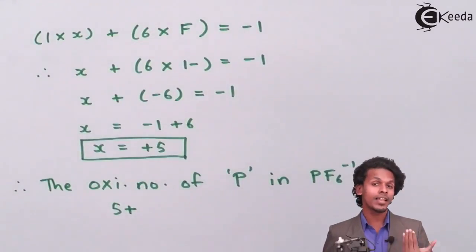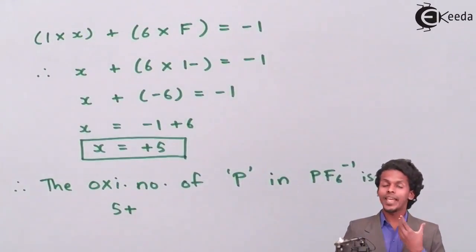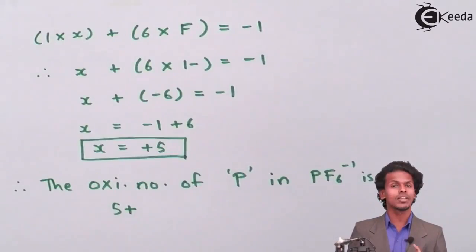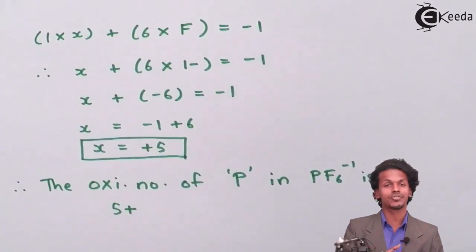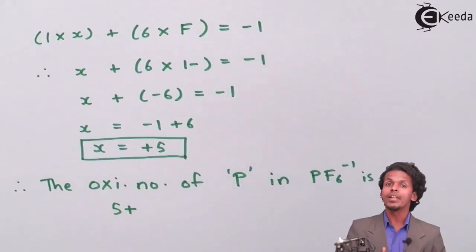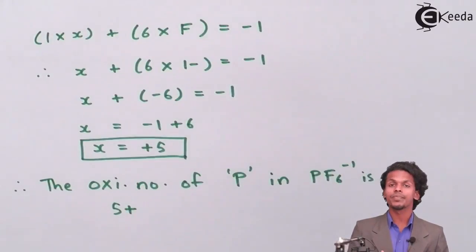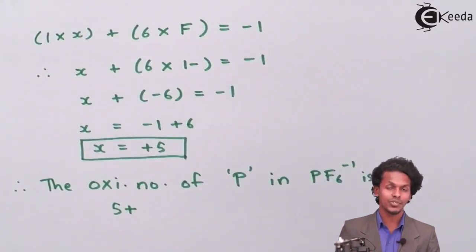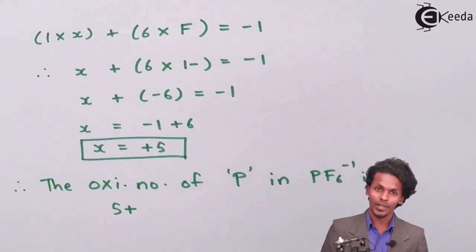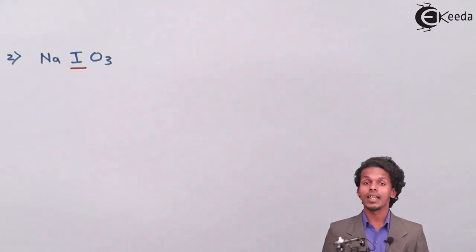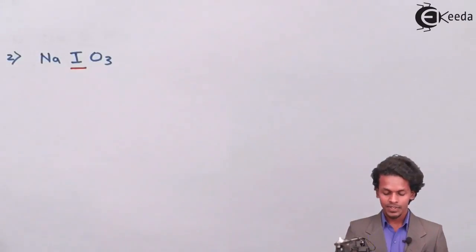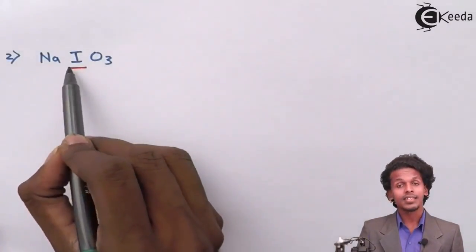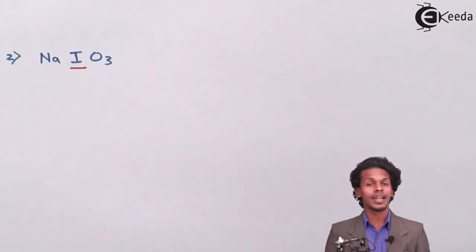Let me give you another example. We are going to do various examples based on the few concepts. This was a very simple example that you have calculated, but there would be some complex ones too. So let us see how we can calculate it. I have mentioned another example. In this case, I, that is iodine, is the underlying species.